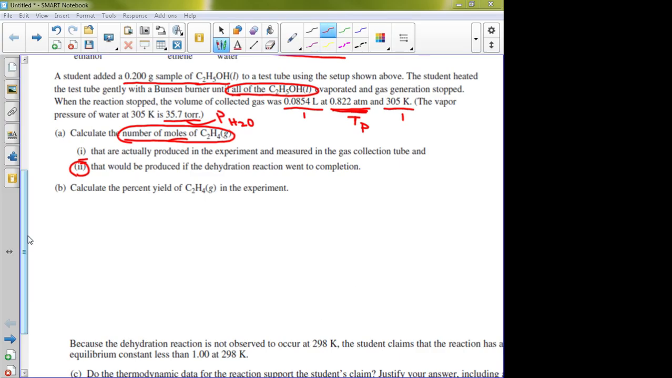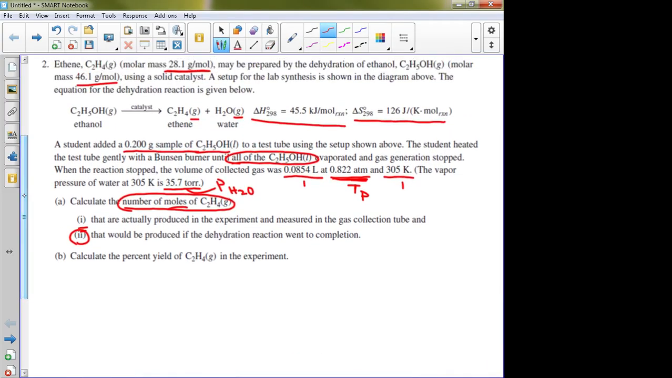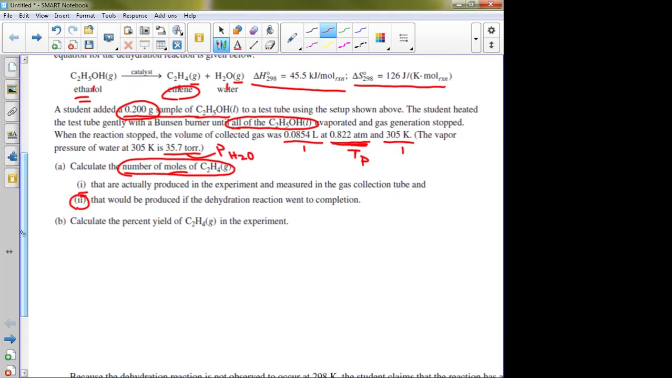So I say, all right, if it went to completion, how much of this did I start with? 0.200 grams, right? This is a 1:1:1 ratio, correct? So however many moles of this I started with, if it went to completion, that's how many moles of ethene I should produce. Does everybody see that? So what do I do to see how many moles of ethene would be produced if it went to completion? I just need to change this to what?